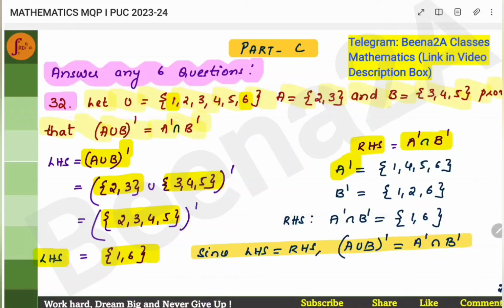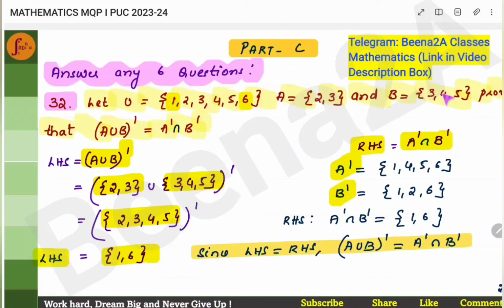First we find A complement. Now what is A complement? Elements that are there in the universal set but not in set A. So you have 2, 3 here. Remove this 2, 3. Take the remaining elements. So it's 1, 4, 5, 6. Similarly, take B complement.